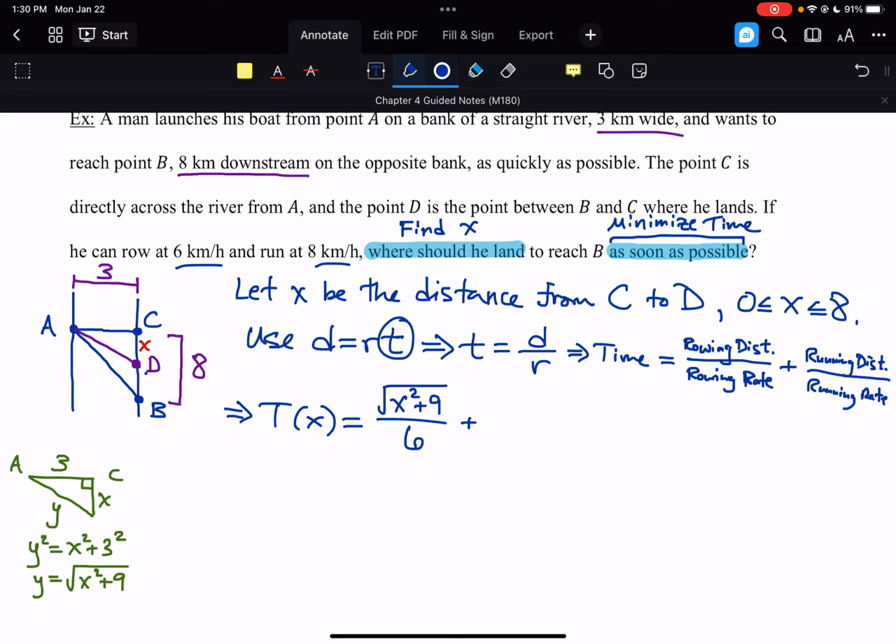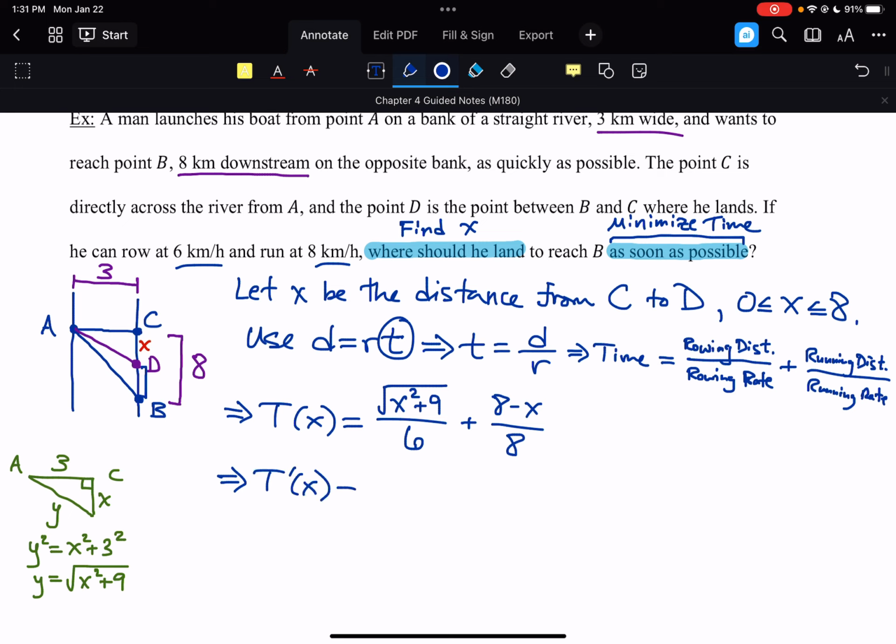Then distance running. So the distance running is not x here. It's whatever is left. So it's this distance. So it's not x. It's actually the 8 minus the x. So it's going to be 8 minus x over the running rate, which is 8. And now, this problem is obviously much more heavily involved with the setup. But now we can apply our calculus techniques.